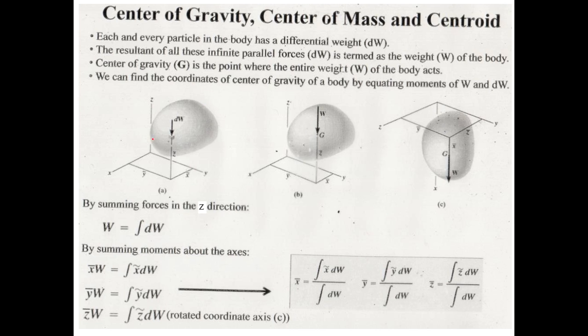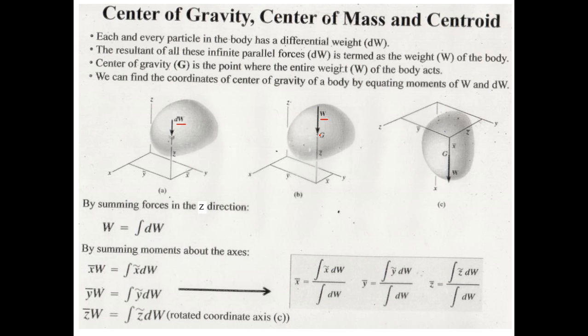So here we have some kind of an arbitrary body, and we know that each and every body is made up of particles, so each particle will have a differential weight dw. This differential weight dw is the weight of a single particle that makes up this body, and we know that there are an infinite number of these particles in this body. This is a force, the weight acting downward on this particle, and there are a number of particles distributed in this body. If you sum all of these weights, you will end up with the weight of the body itself, and that weight of the body is going to pass through the center of gravity of the body.